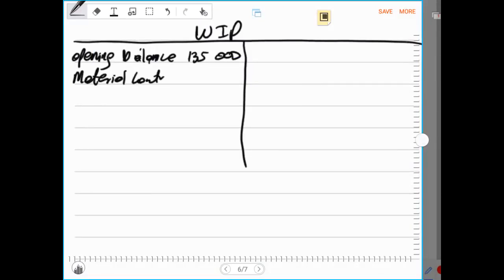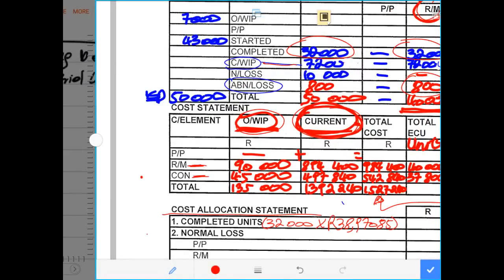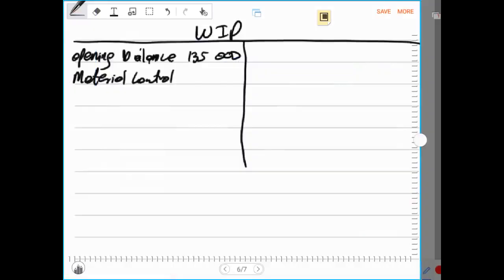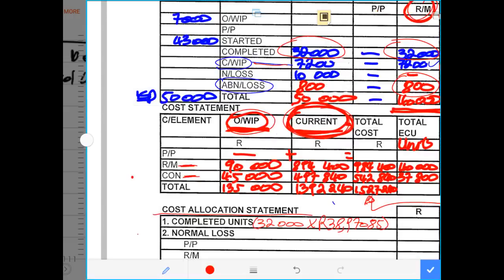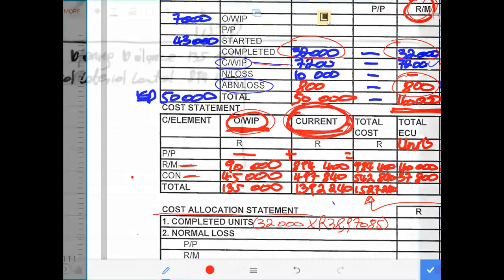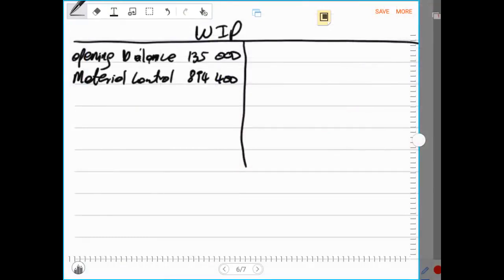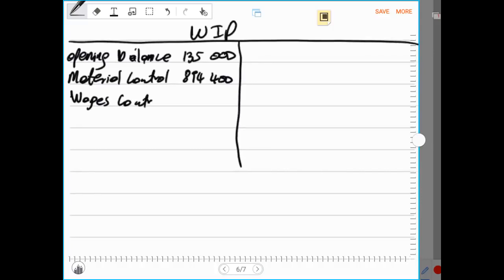Material control. And our material control that was issued in the current year is 894,400. Then after we have other costs that we incurred, which is conversion cost, and we know that conversion cost is direct labor and manufacturing overheads, and these two are combined, meaning because they are combined on the debit side, we'll just say wages control, and we say less manufacturing overheads.